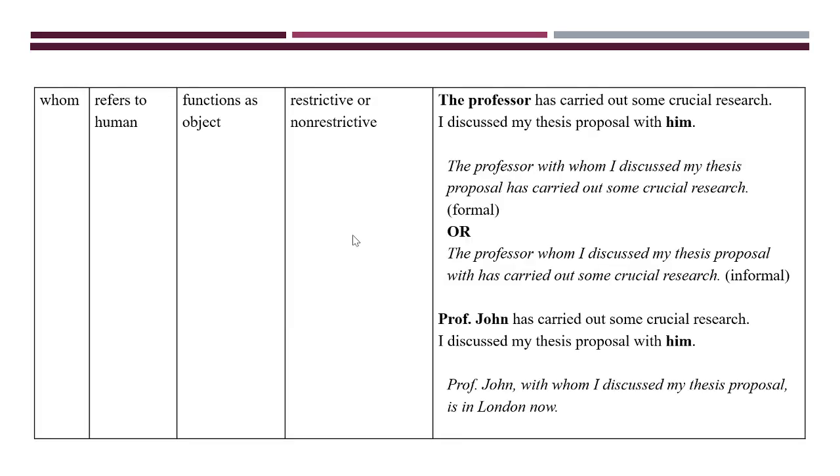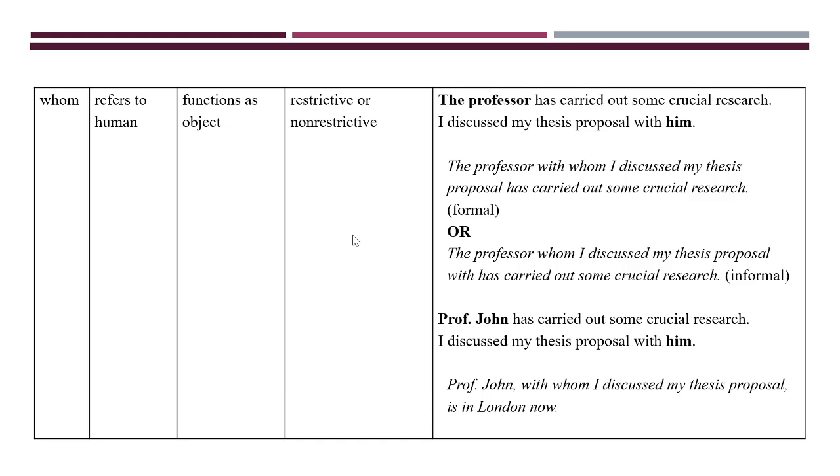Next, the second relative pronoun is whom. Whom refers to humans, functions as an object, and it can be both restrictive or non-restrictive. Have a look at the examples. The professor has carried out some crucial research. I discussed my thesis proposal with him. Him refers to the professor, so the second sentence explains more about who the professor is.